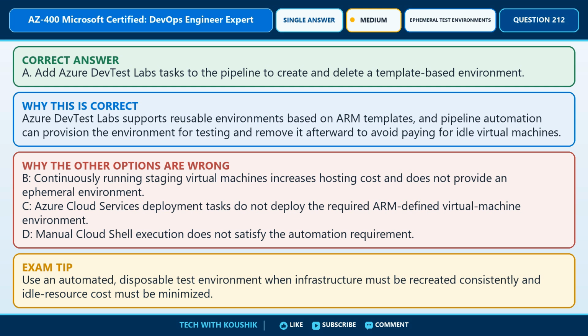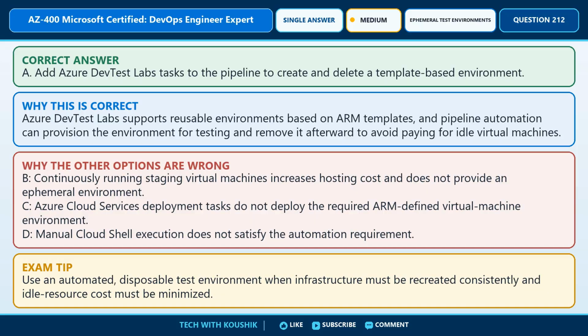Why are the other options not correct? B. Continuously running staging virtual machines increases hosting cost and does not provide an ephemeral environment. C. Azure Cloud Services deployment tasks do not deploy the required ARM-defined virtual machine environment. D. Manual Cloud Shell execution does not satisfy the automation requirement. Exam tip. Use an automated, disposable test environment when infrastructure must be recreated consistently and idle resource cost must be minimized.